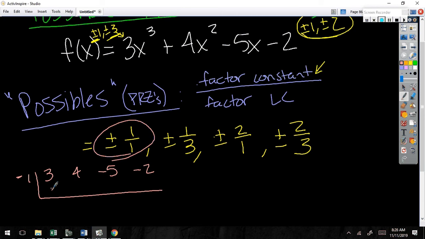Sometimes you'll have to try a lot of different ones before, and that's why you really want to know synthetic really well. Now, if you're faster at plugging in, plug in 3, -3, 1, -1, -6, 6, 4. Does that one work? So I can eliminate -1 from my list of zeros. Well, then try +1.